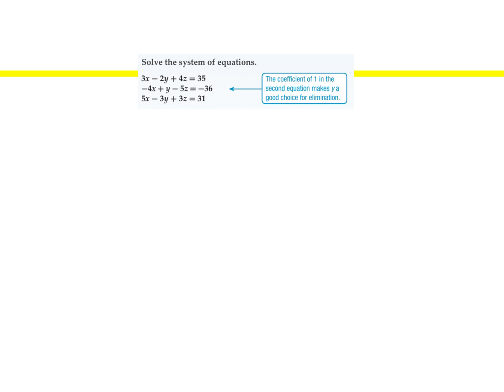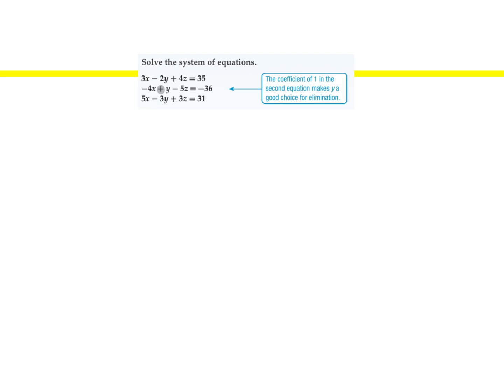So we have three equations here. How do we choose what we want to do? You've got to figure out which variable you want to eliminate. This one has a little hint that says a coefficient of 1 in the second equation makes y a good choice for elimination. Why does it make it a good choice? Because you have to multiply by smaller numbers. Now you can choose whatever numbers you'd like, but you always have to multiply or substitute different numbers.